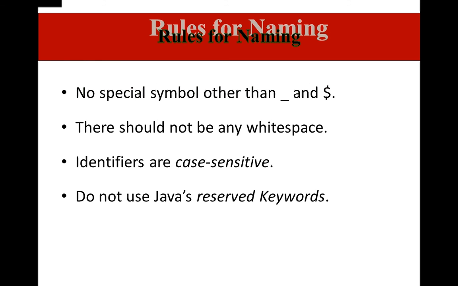Coming to the rules for naming variables: no special symbol other than underscore and dollar is used. You can start with any character, but you should not start with a number, and there should not be any white space. These identifiers are case sensitive, so capital A is different from lowercase a. And you should not use any reserved keywords. In Java, there are some keywords which we are not supposed to use when defining an identifier.